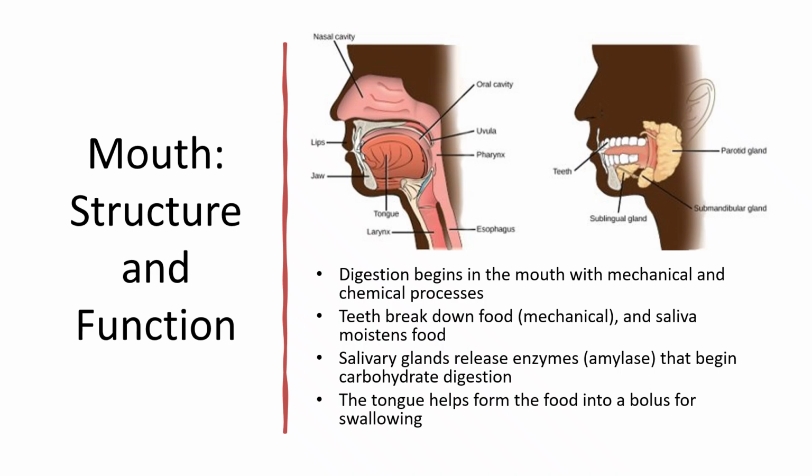Digestion begins in the mouth. Teeth break food into smaller pieces. That's mechanical digestion, while saliva moistens it and begins chemical digestion. Salivary glands release amylase, an enzyme that starts breaking down carbohydrates. The tongue helps form the food into a bolus for swallowing.